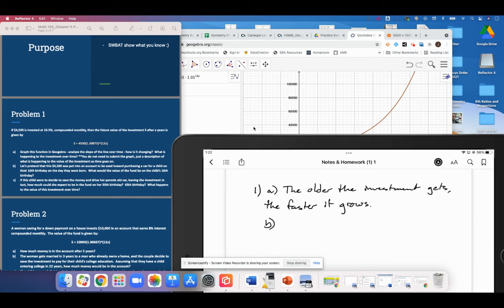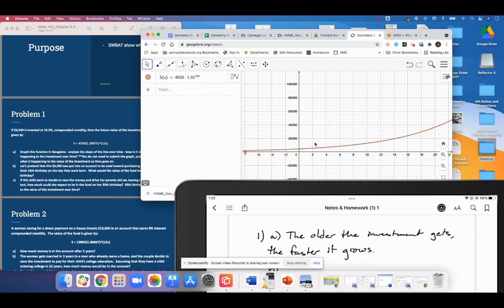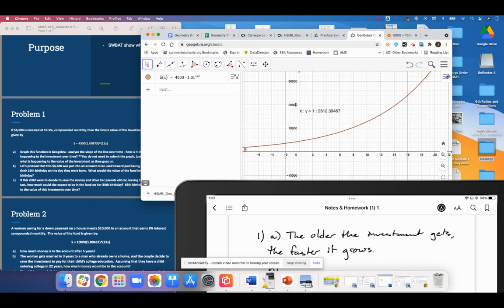And coming down to part B, we have, let's pretend that this $4,500 was put into an account to be used toward purchasing a car for a child on their 16th birthday, on the day they were born. What would the value of this fund be on the child's 16th birthday? So we can kind of use GeoGebra to guess what that might be here. Let's take a look. We'll get the graph so it's showing a reasonable picture here. And so it looks like this $4,500 in this instance would grow by the time the child is 16 years old to be somewhere in the neighborhood of $24,000. And that would buy this kid a pretty nice car.